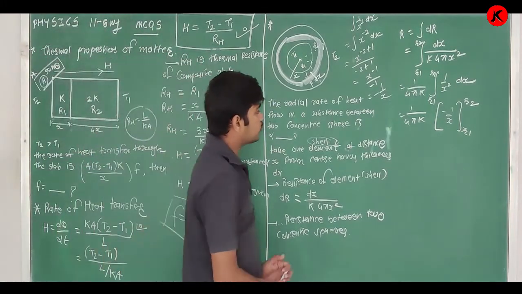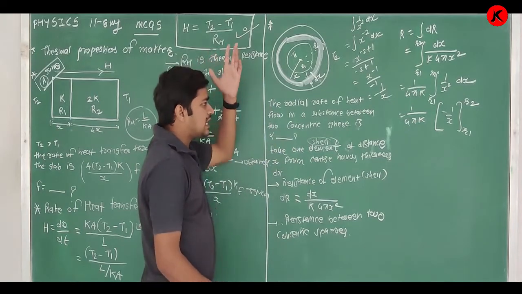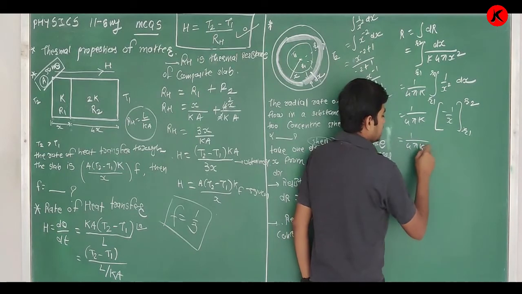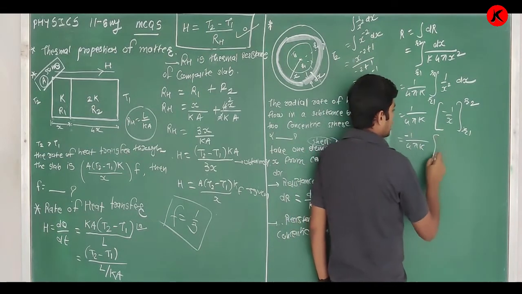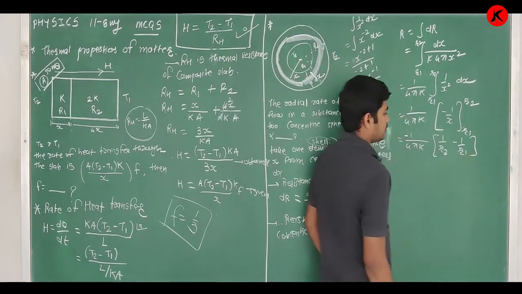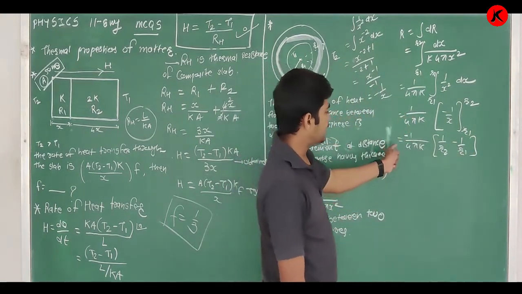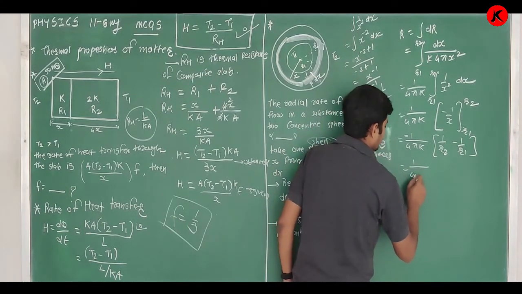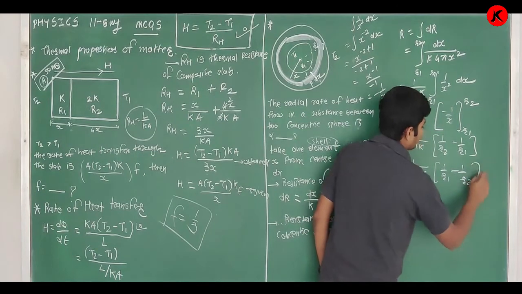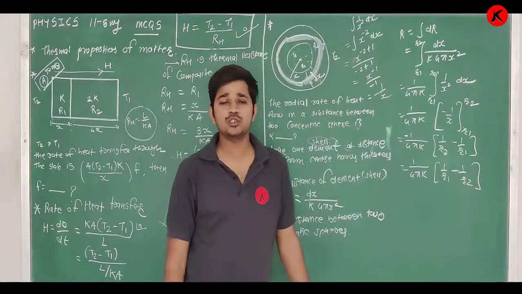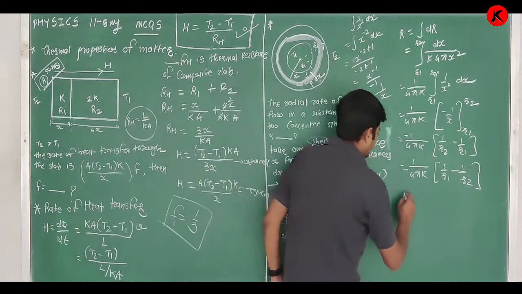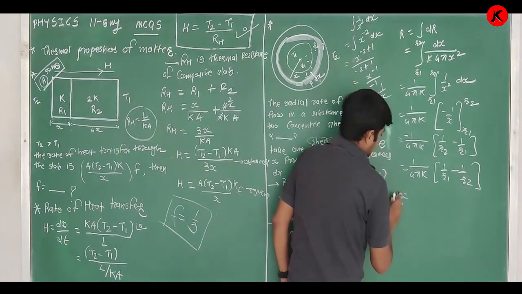So it is equal to 1 upon 4 pi k, minus 1 upon x, from R1 to R2. Now put the limits, R2 and R1. So 1 upon 4 pi k. If you write minus outside, then it is 1 upon R2 minus 1 upon R1. Or if you write this minus inside, then you can write 1 upon 4 pi k, 1 upon R1 minus 1 upon R2. Any doubt?